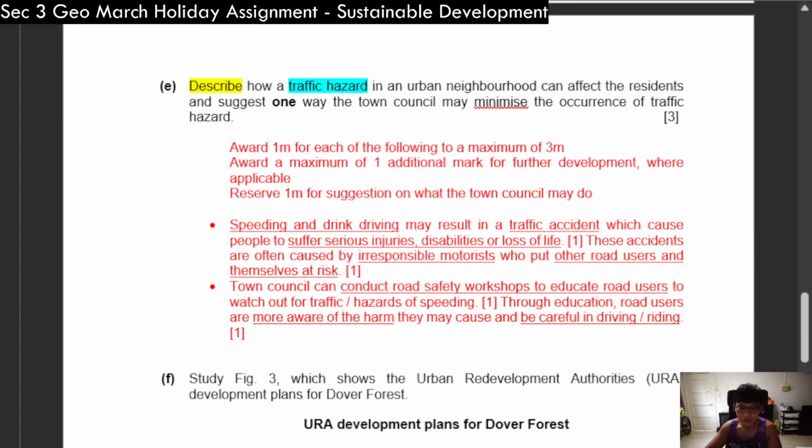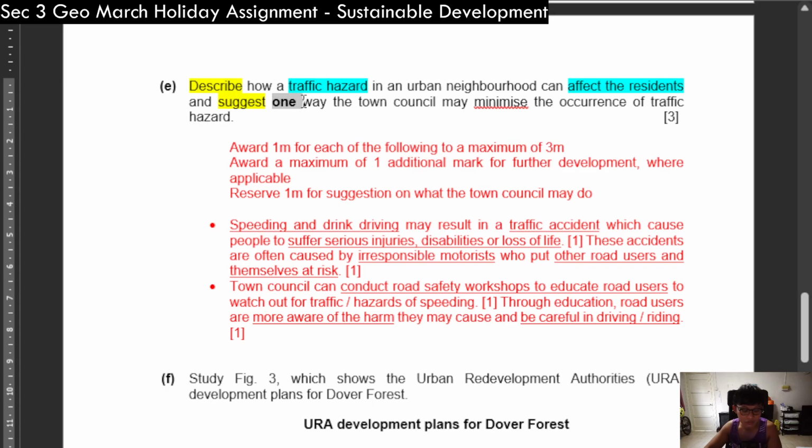Now question 5, another very straightforward question. So the command word is to describe. So basically you have to write about how a traffic hazard in an urban neighborhood can affect the residents. So basically this question is asking about the impact of a traffic hazard. Then you need to suggest one way. So you have to give a reason.